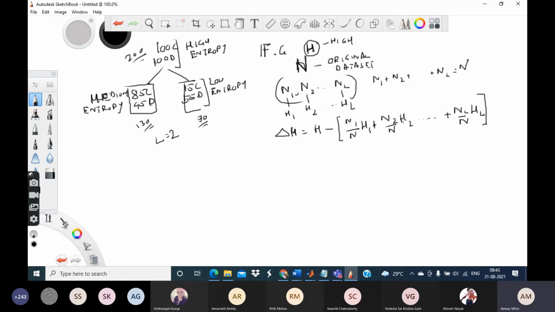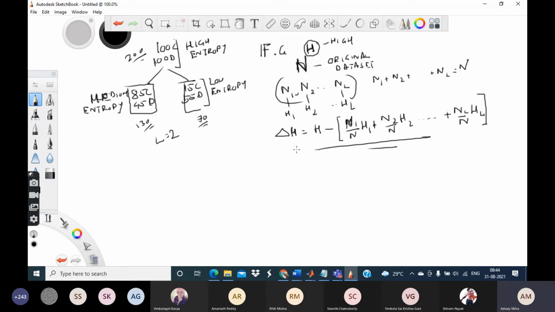Okay, makes sense? Instead of considering H1, H2, etc. separately, I am just taking an average of these, but not a direct average, but a weighted average. Why? Because I want to give more weightage to those splits which are larger in size. Right? So this is the definition of information gain.